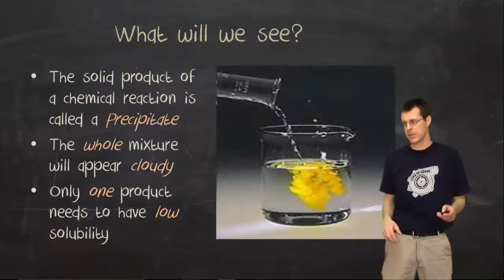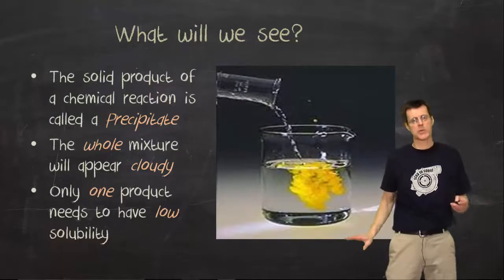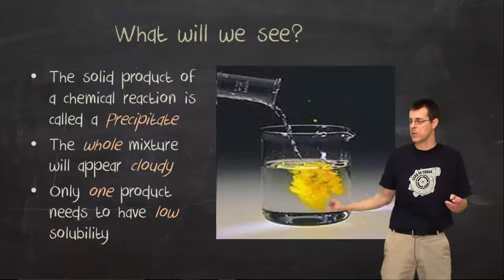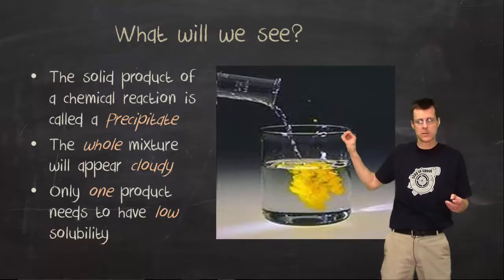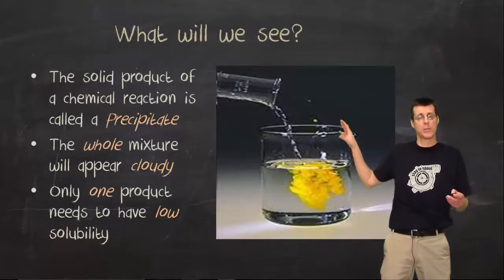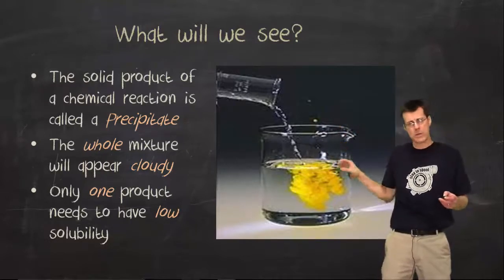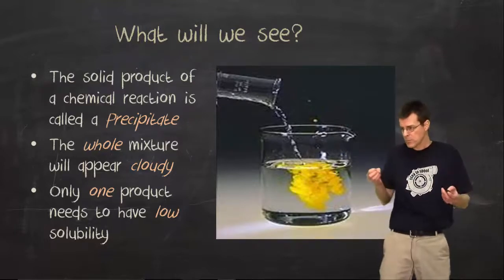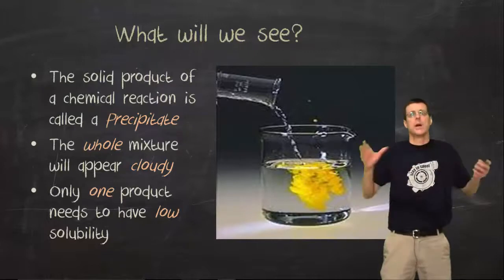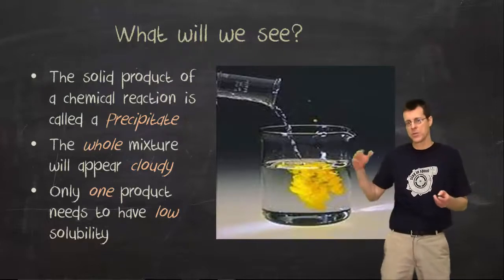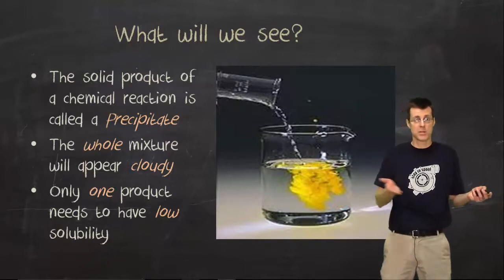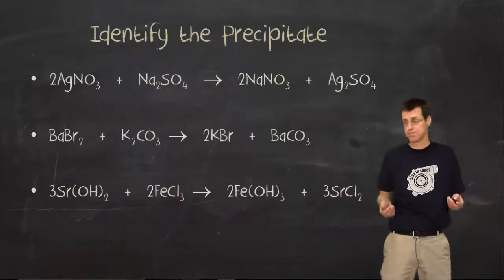So if you look at this picture, you'll notice that where the solutions have not mixed, I've got a clear colorless solution on the bottom, and the solution coming out of the graduated cylinder on the top is clear and colorless. But where they mix, where they interact, the entire thing is now cloudy. And that will cloud the entire beaker full. So once both those solutions are mixed, one of those products is not soluble.